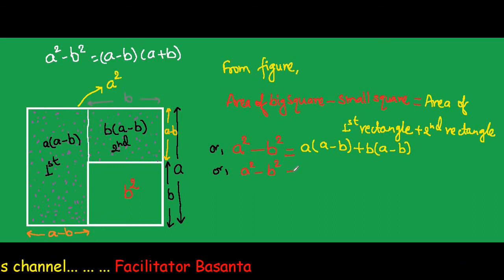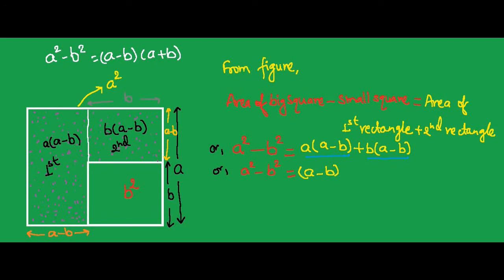So a square minus b square is equal to, see, in the first term and in the second term, a minus b is common. Then we'll write the common term a minus b, and the remaining of the first term is a and the second term is plus b. Hence we can write a square minus b square is equal to a minus b times a plus b.